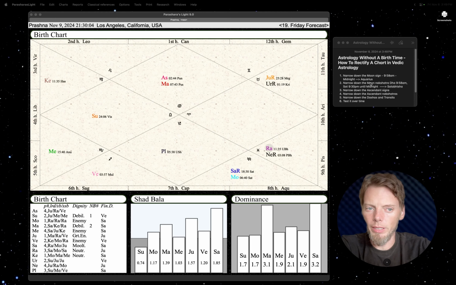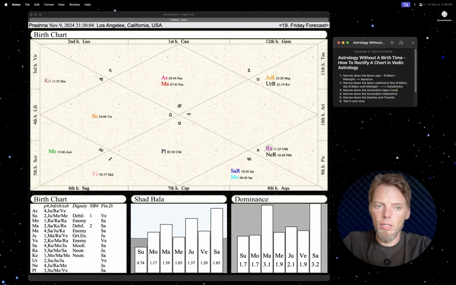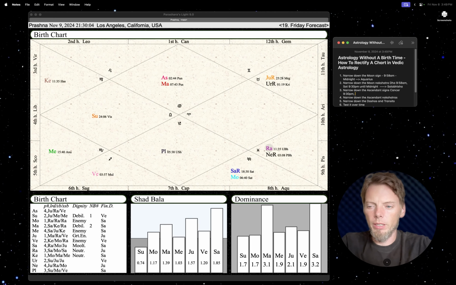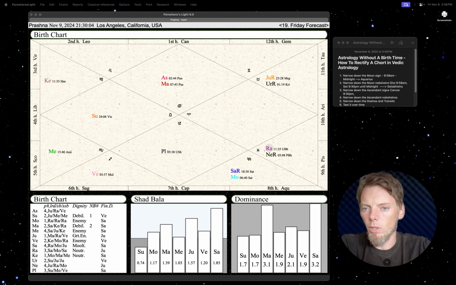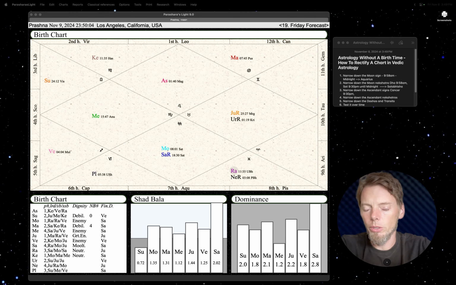Could be Cancer at 9:30 p.m. Could be... 1 hour, 2 hours, 1, 2. So how long is the rising sign usually present? About 2.5 hours, right? The moon is in a sign for about 2.5 days. The rising sign is the rising sign for about 2.5 hours.